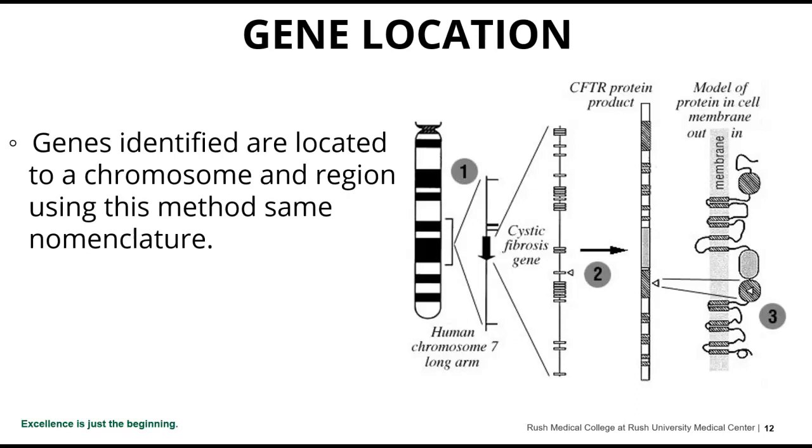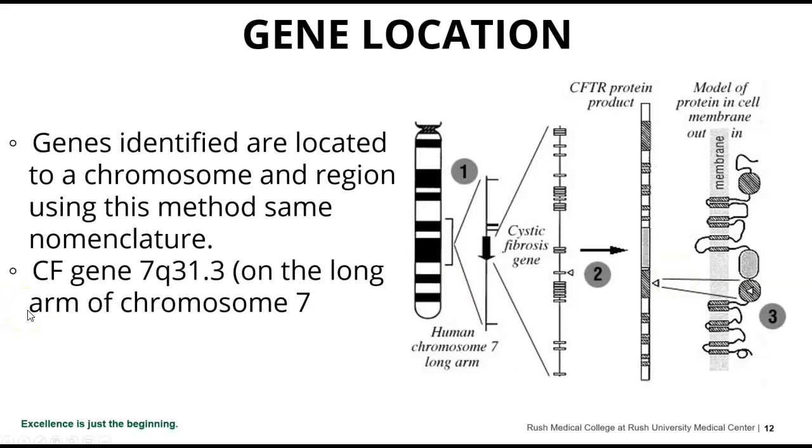Now, the same nomenclature that we use when doing cytogenetics, we also use for locating genes, and that has to do with linkage analysis and all kinds of things like that. So here we have the long arm of chromosome 7, where the gene for cystic fibrosis, or the CFTR gene, is located. A transcript is made, a protein is created, and this protein sits in the cell membrane to transport chloride, which we will be talking about in the future, but the CF gene is located at 7q31.3. You do not need to memorize these locations. I'm showing you this as an example.